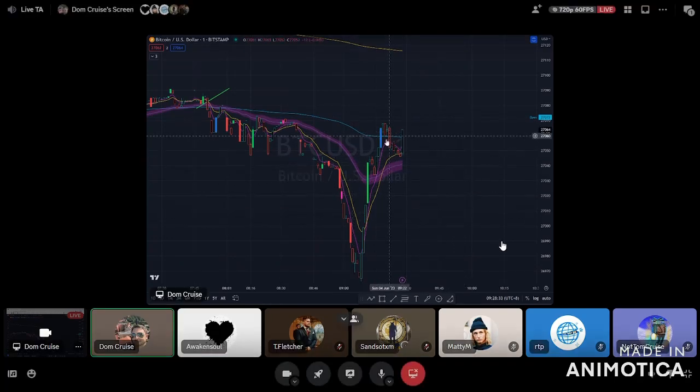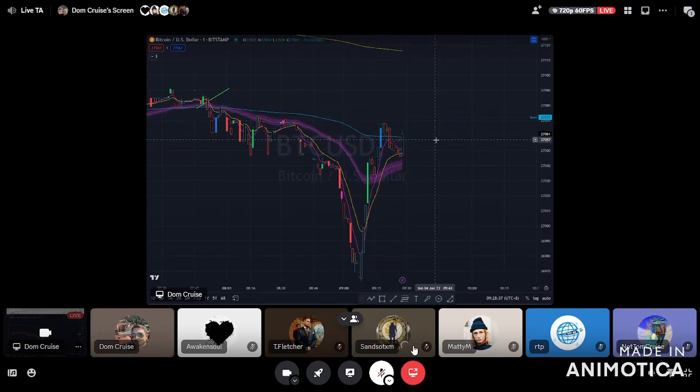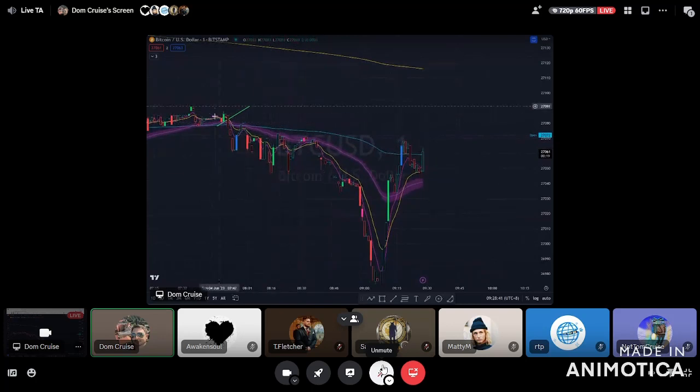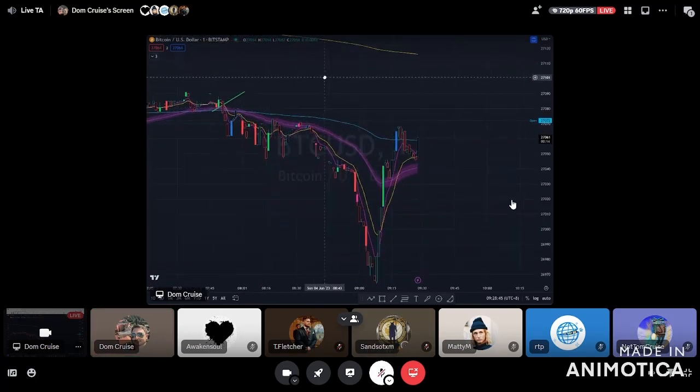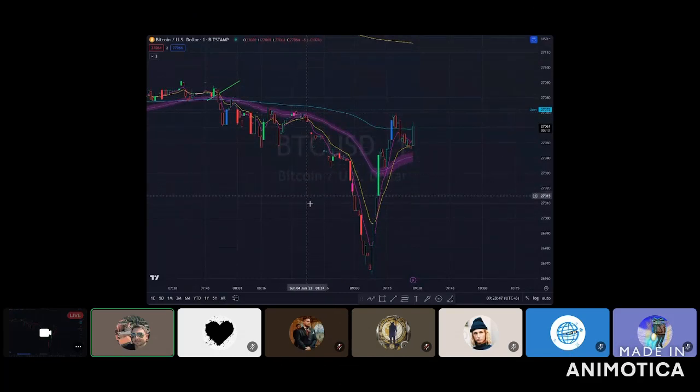Yeah. See, it's going to see how it's testing it. It's just hitting this 200, so it can just roll over here still. But yeah, that would have been my entry for a short right there. Okay, and then the same thing applies here. You're waiting to see when to go long again on a scalp.